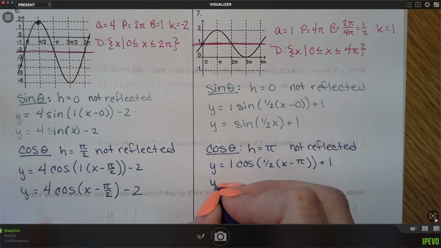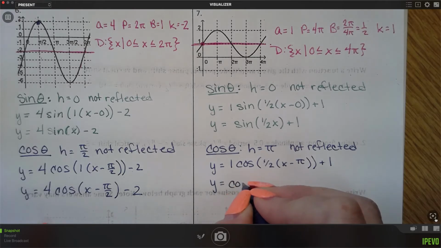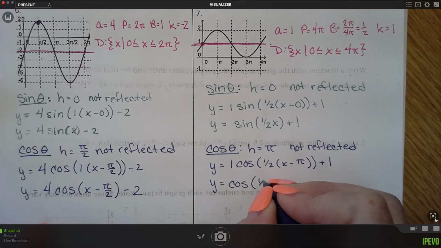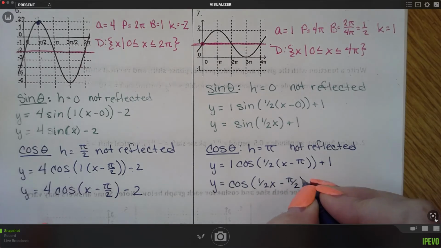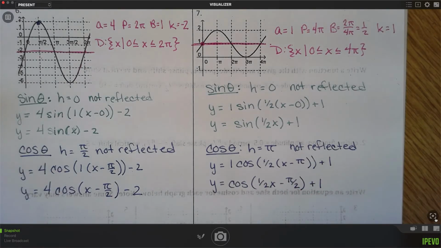And so did we get cosine of 1/2 x minus pi over 2 plus 1? How you feeling about this stuff, guys? We're good? Okay. So I'm going to tell you, I don't care what your directions say today, this is what you're doing on the 8 graphs. Got it? Don't even read the directions because the directions are like a paragraph. Do this. Okay?